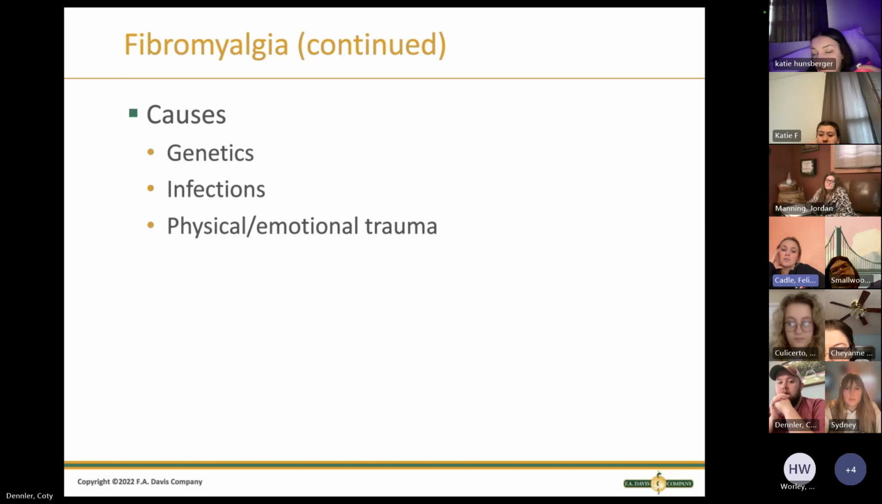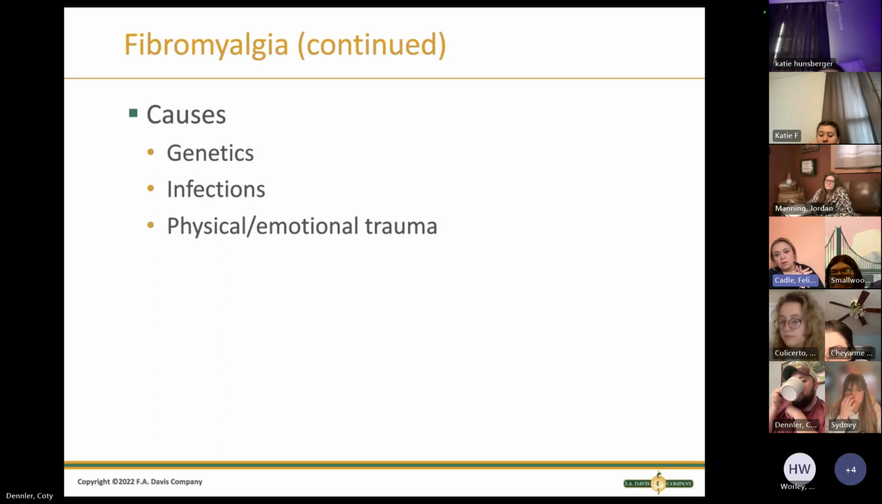I'm just confused on how physical and emotional trauma ties into it. I'm confused on that part of it, I guess. And honestly, I think half the medical community is, Felicia.